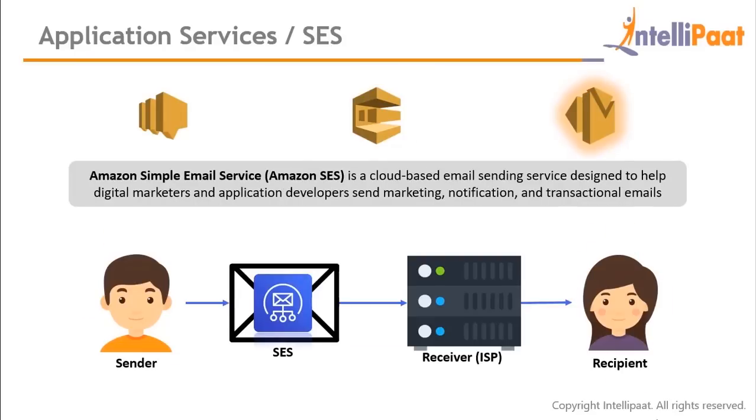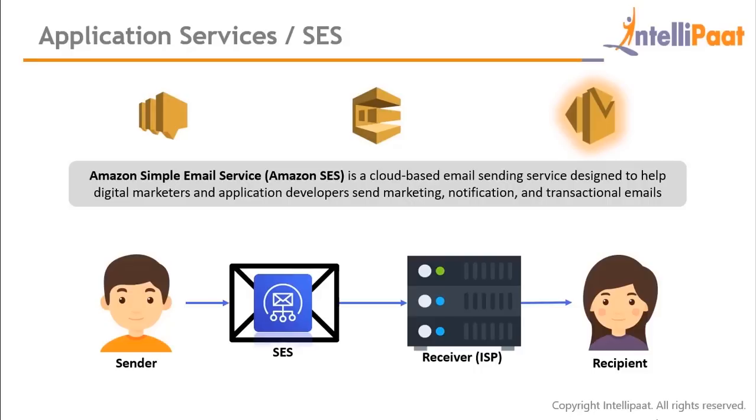The next service is Amazon Simple Email Service. So we all know what an email is. It is an electronic mail which we use to send messages through the internet. So SES does the same thing, but here it is a cloud-based email sending service designed to help people who market on the internet and also application developers to send their marketing notifications, transactional emails, or bulk amounts of emails to the recipient. So how does it work?